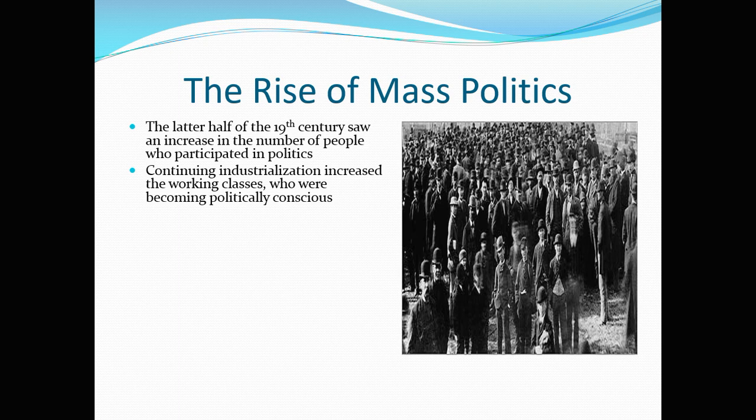And what we see is, as the franchise in all countries begins to expand, as more and more people vote, these working class people begin to vote in unison and vote in terms of their class identity.